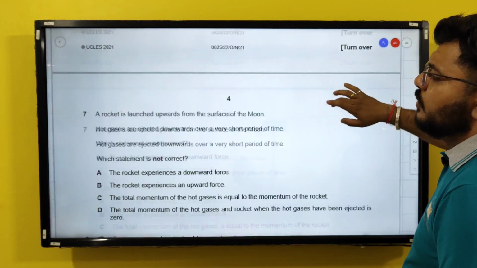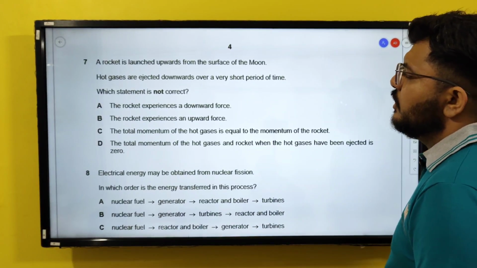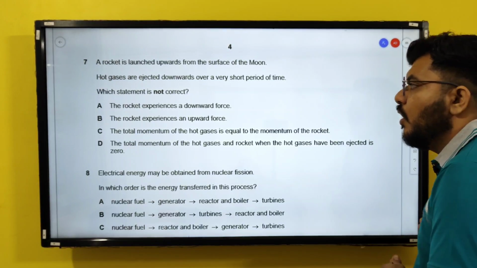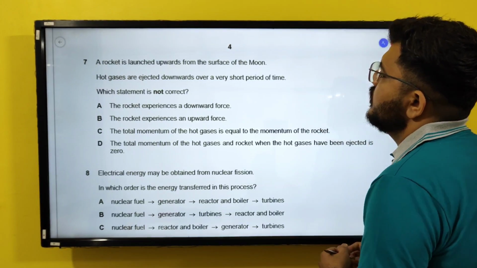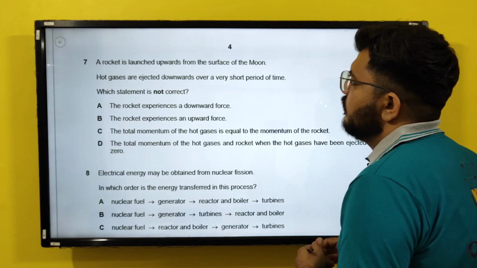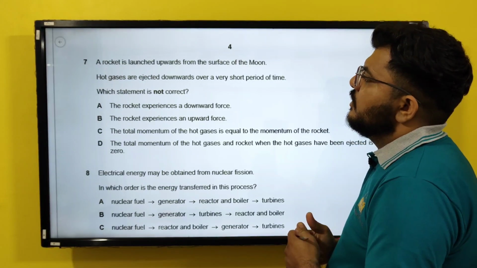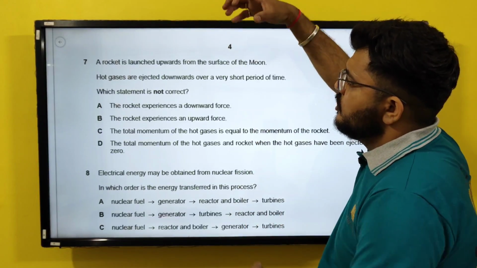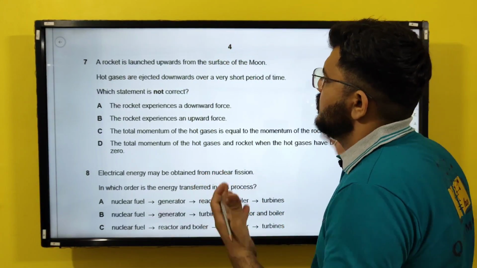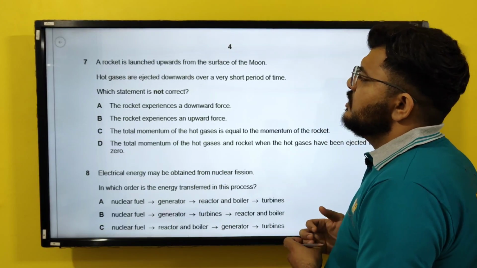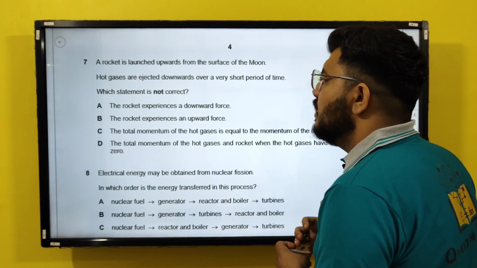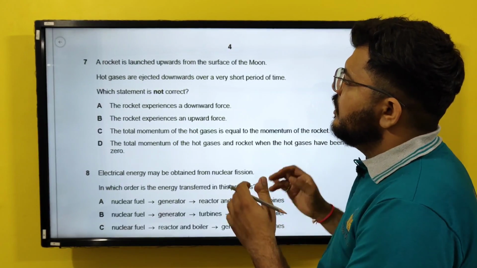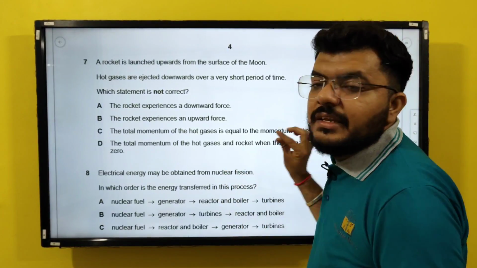Then we have question number 7. A rocket is launched upwards from the surface of the moon. Hot gases are ejected downwards over a very short period of time. Which statement is not correct? The rocket launched upwards, hot gases are ejected downwards. Does the rocket experience a downward force or not? Which is the incorrect statement?